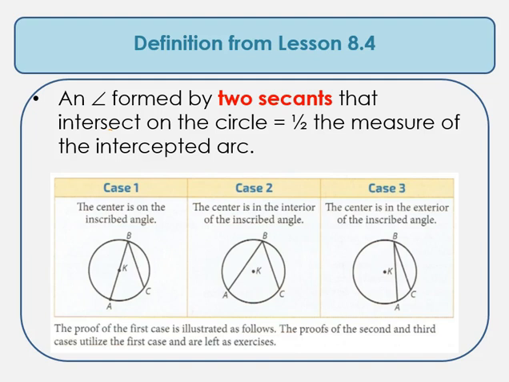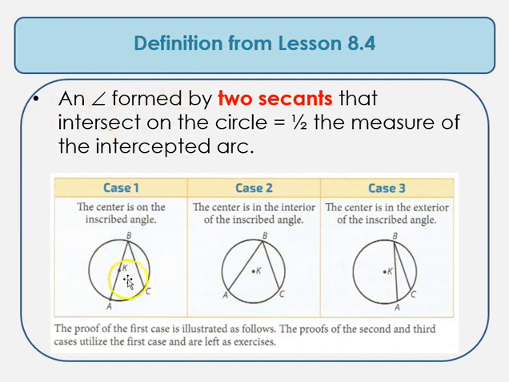So, in the previous section, we learned about the measure of inscribed angles, and an angle formed by two secants that intersected on the circle is 1/2 the measure of the intercepted arc. So in this section, we're going to talk about the measures of arcs formed by secants and tangents intersecting on the circle, intersecting in both the interior and exterior of the circle.